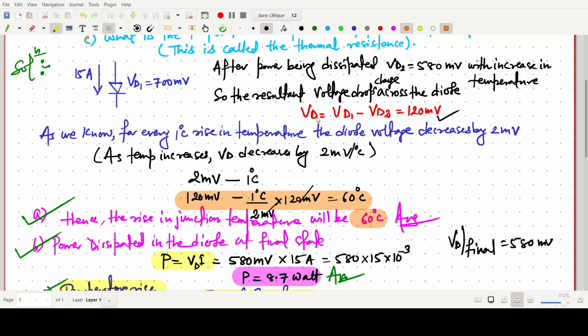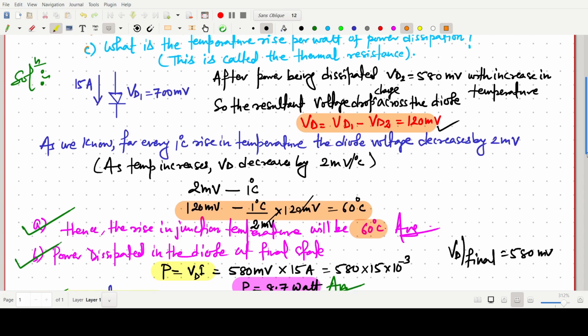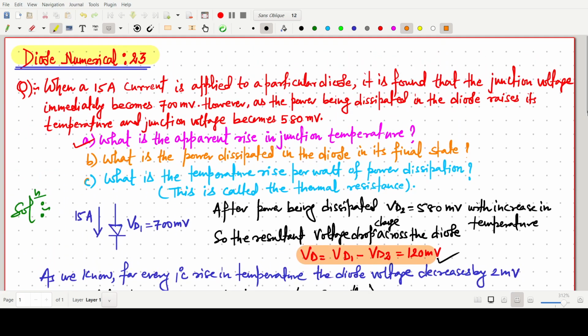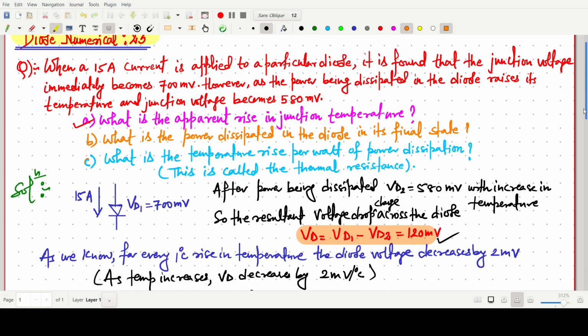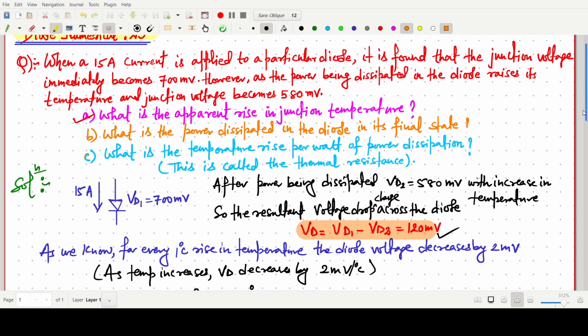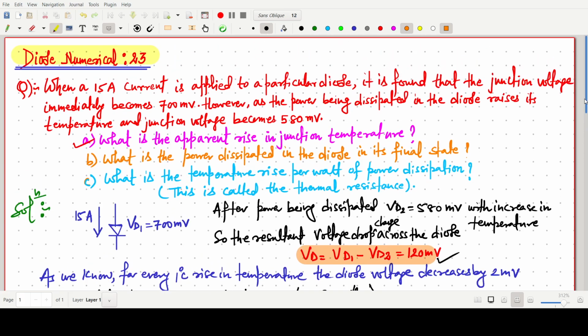And the resultant voltage drop change across the diode will be 120 millivolt. So for 2 millivolt, 1 degree centigrade rise in temperature. For 120 it should be simply 1 degree centigrade by 2 millivolt into 120, which is 60 degrees. So 60 degrees centigrade is the answer. This is a very interesting question from the microelectronics circuits book. So this is all about this question.